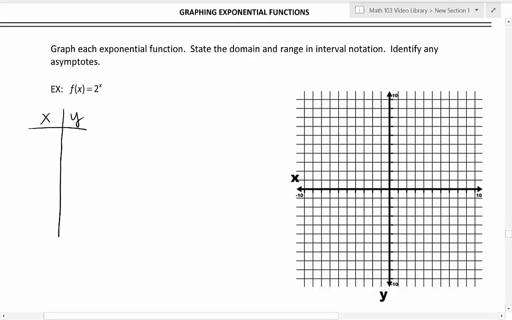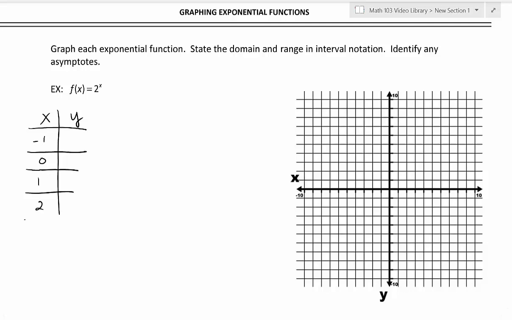We know that the domain is all real numbers. So when choosing x values, we want to choose some negative, 0, and some positive. I recommend always choosing the x values -1, 0, 1, and 2. Exponential functions grow very rapidly, so you don't want too big of an x value or your graph is quickly going to go right off the paper.